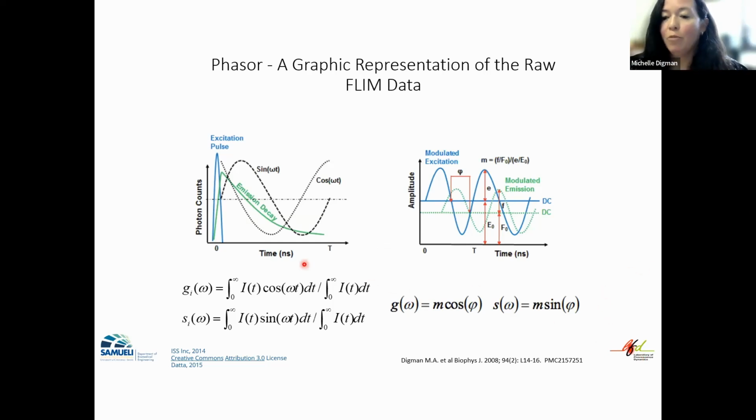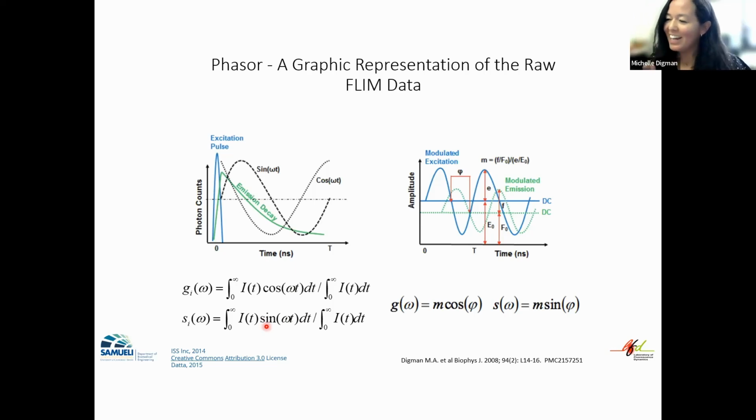So in our system, we're exciting molecules with a pulse of light at 80 megahertz, which means that we're stimulating 80 million times per second. This also means that the time between pulses is 12.5 nanoseconds. So we stimulate one pixel, and then we're measuring about 10 to 100,000 counts per second.